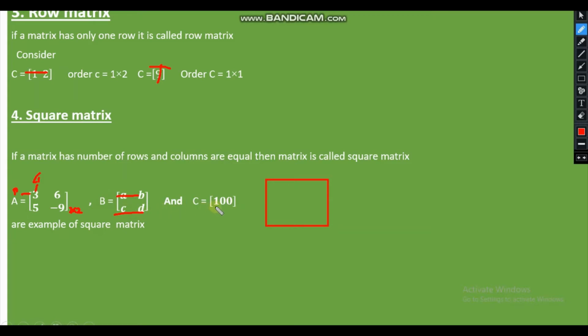Again, we will take this example, 100. It means one row, one column. So this is also a square matrix, 1 by 1. When rows and columns are equal, row is equal to column, this type of matrix is called a square matrix.